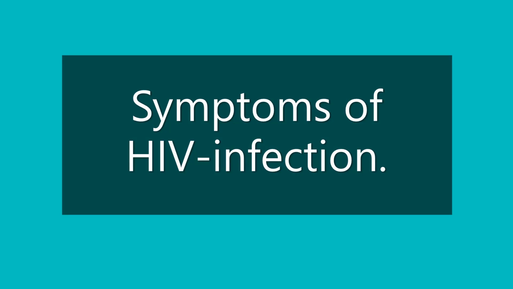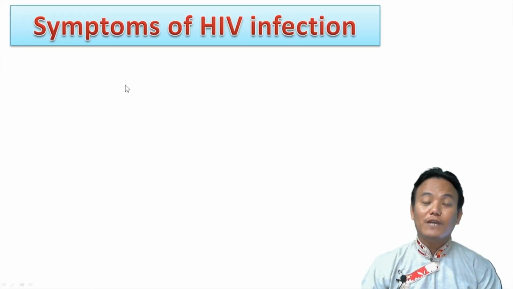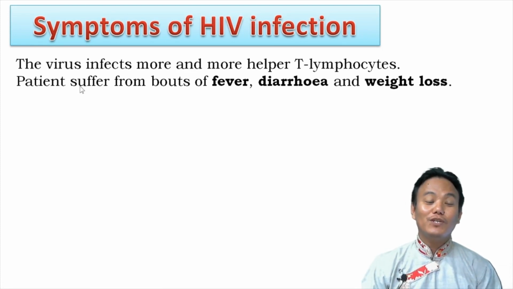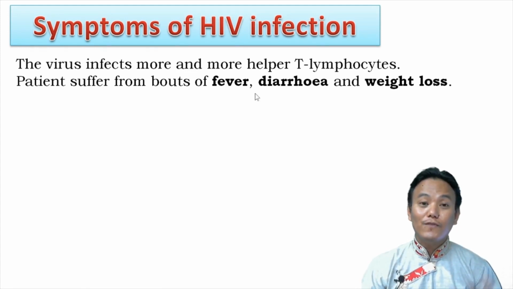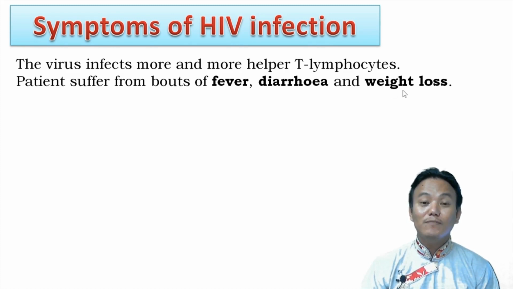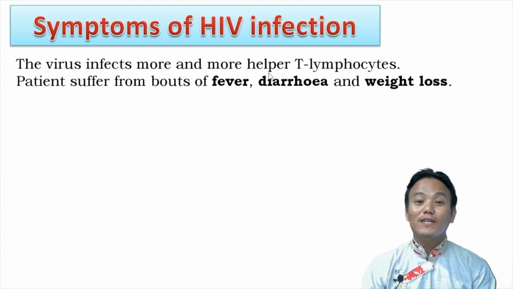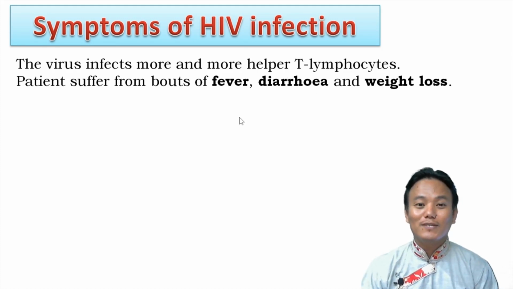So what are the symptoms of HIV infection? When the virus infects more and more helper T lymphocytes, the patient suffers from bouts of fever, diarrhea, and weight loss. So bouts of fever, diarrhea, and weight loss are the symptoms of HIV infection. That means HIV is infecting more and more T lymphocytes.